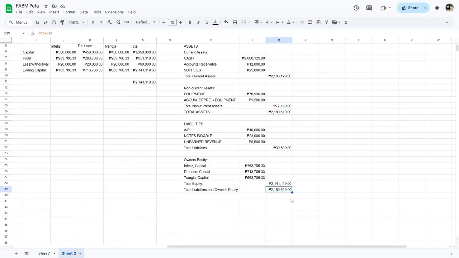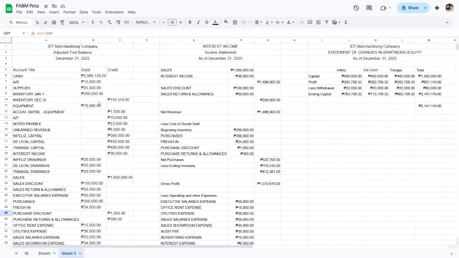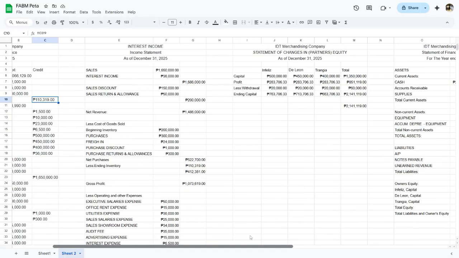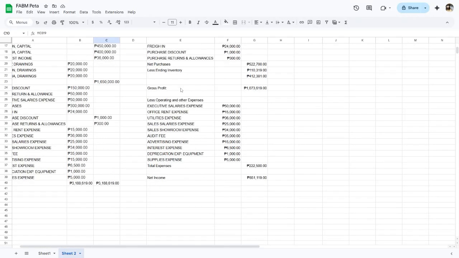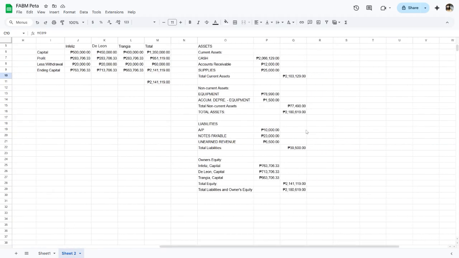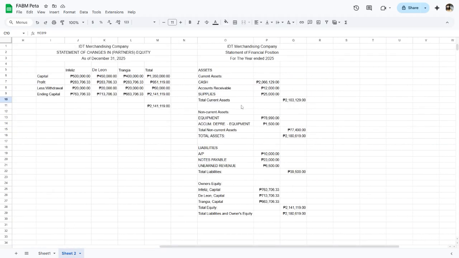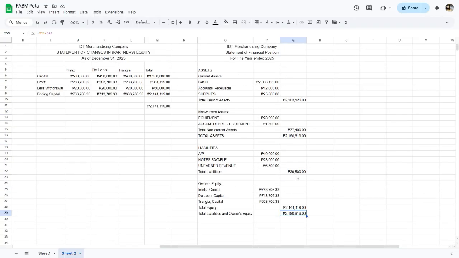equal to 2,180,619. We did not put the ending inventory here because we already used it to solve the cost of goods sold. If we put it again, we would double the amount, which would cause an error in our balance sheet. And then equal. That's it.